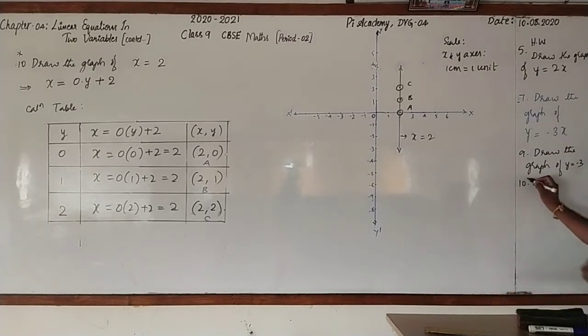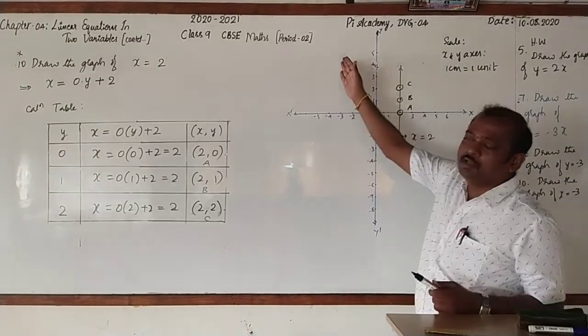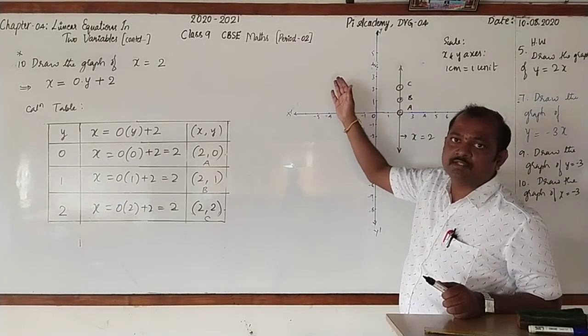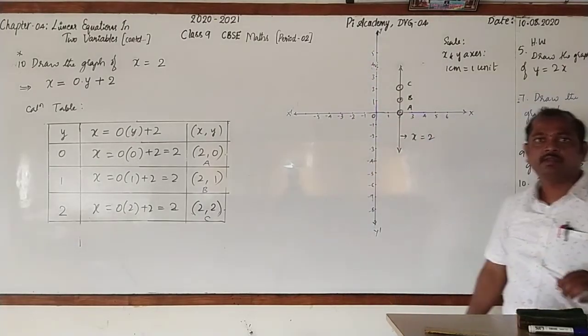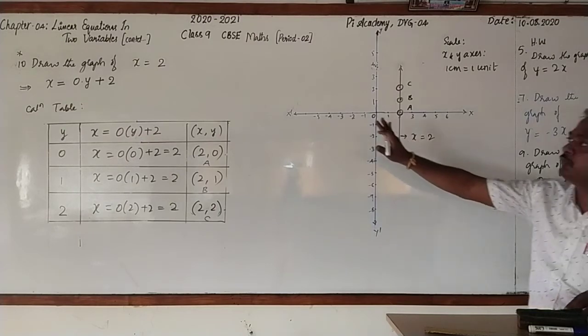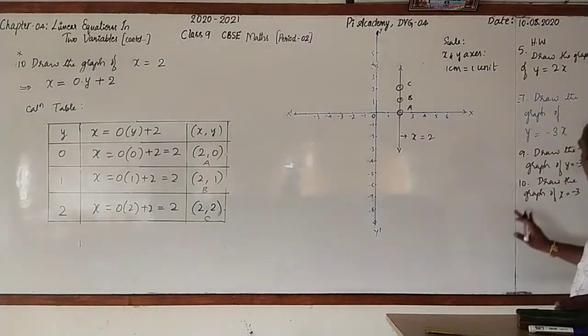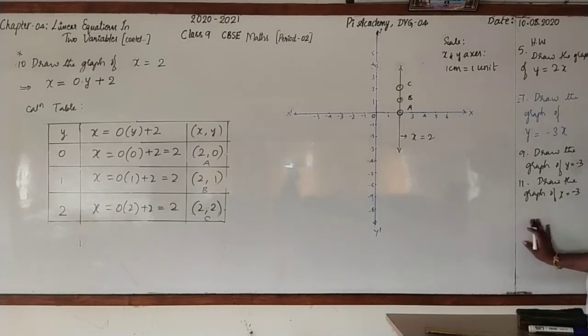Now 10th one, it is for homework. You are going to draw the graph of x equal to minus 3. The x equal to constant is there, it is parallel to y-axis. Minus 3, that comes here. Clear? Yes. Please go for copying this. After that, 11th one, it is for homework. You do this one. Afterwards, I will give you some of the most important conclusions.